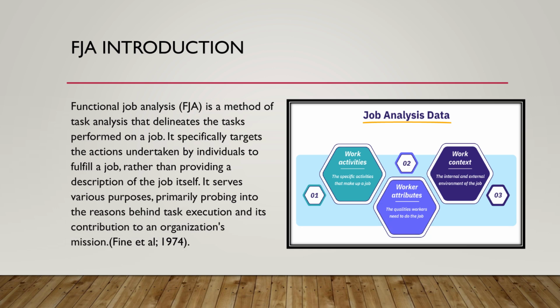Fine defines FJA as a method of task analysis that delineates the task performed on a job. It specifically targets the actions undertaken by individuals to fulfill a job rather than providing a description of the job itself. It serves various purposes, primarily probing into the reasons behind task execution and its contribution to an organization's mission.